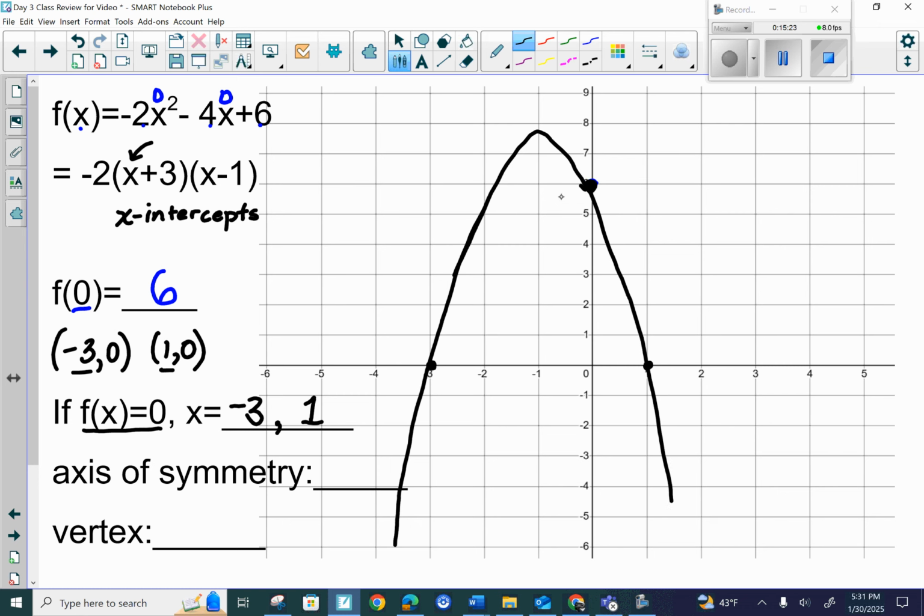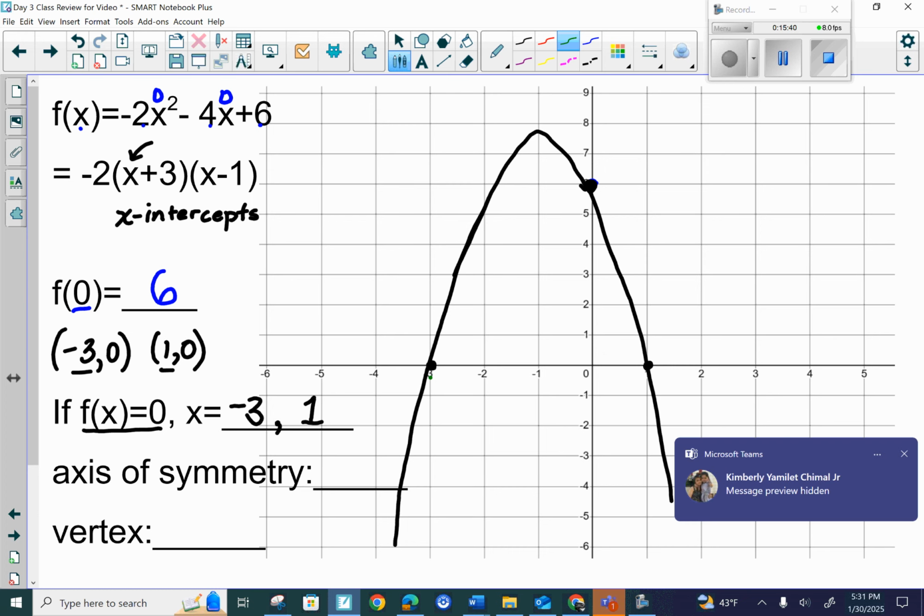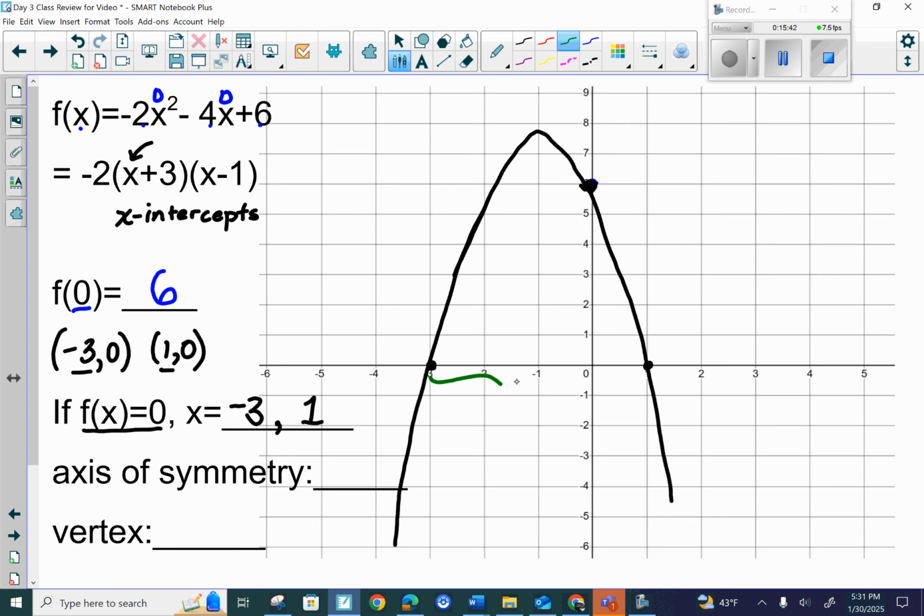So let's do a little bit more and say, where's this axis of symmetry? Well, the axis of symmetry would have to occur halfway in between the x-intercepts. Since the parabola is symmetric, you're going to have an axis of symmetry halfway in between. So if I go halfway in between -3 and 1, that's going to be at -1.